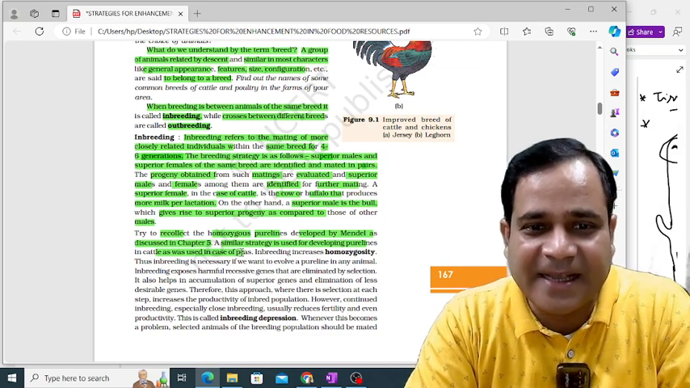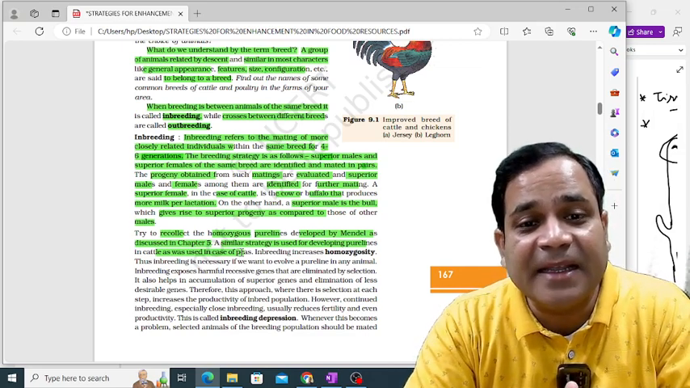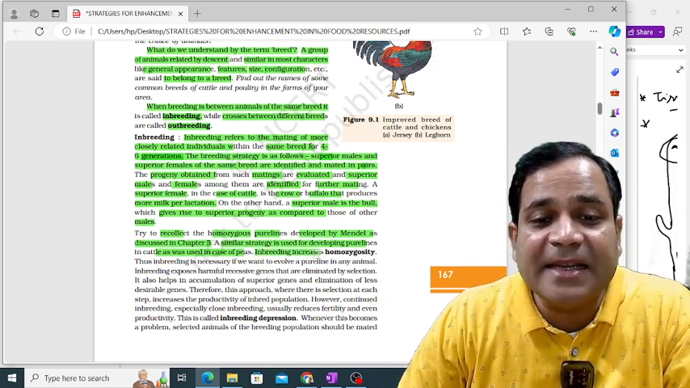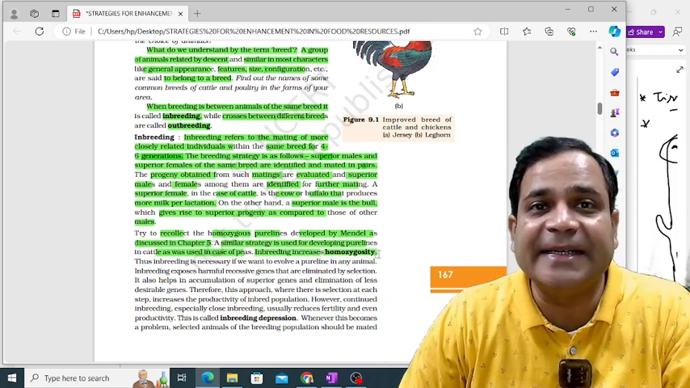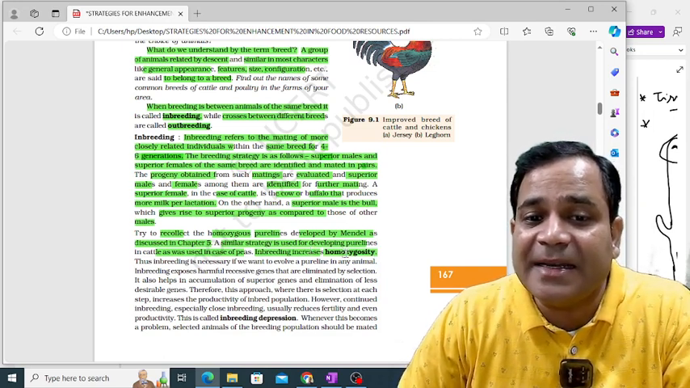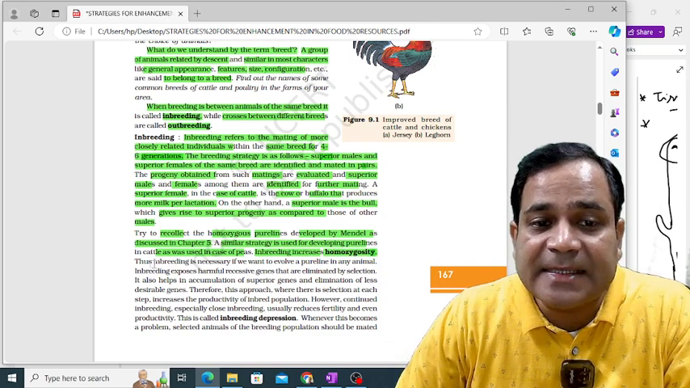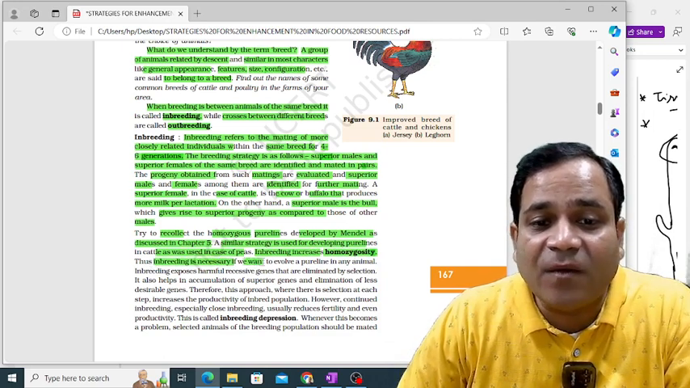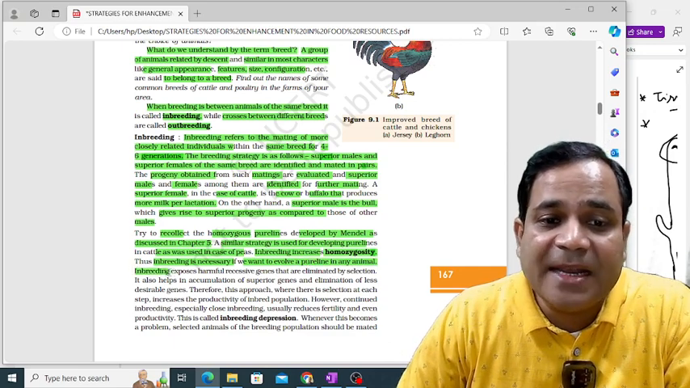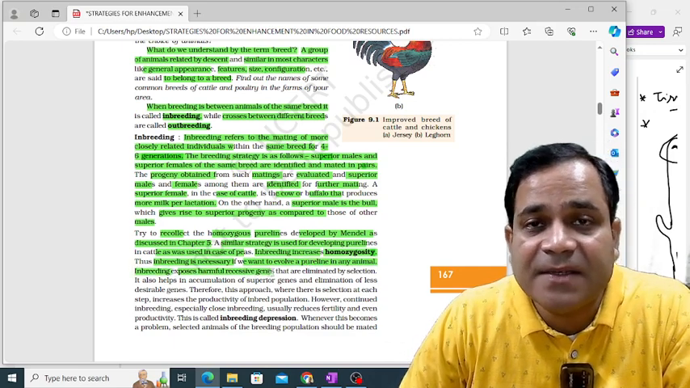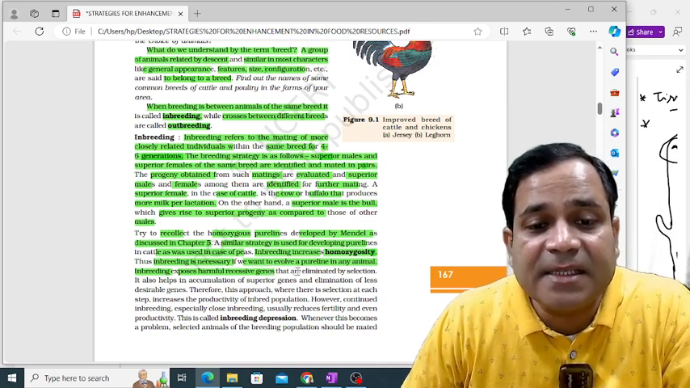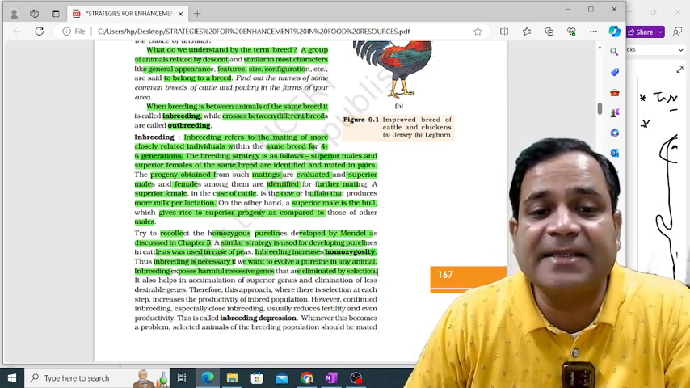Getting? Yes. So in inbreeding cases, my dear, inbreeding increases homozygosity. Thus, inbreeding is necessary if we want to evolve a pure line in any animal, my dear. Here, inbreeding exposes harmful recessive genes. See, here is some defect. Harmful recessive genes are eliminated by selection.